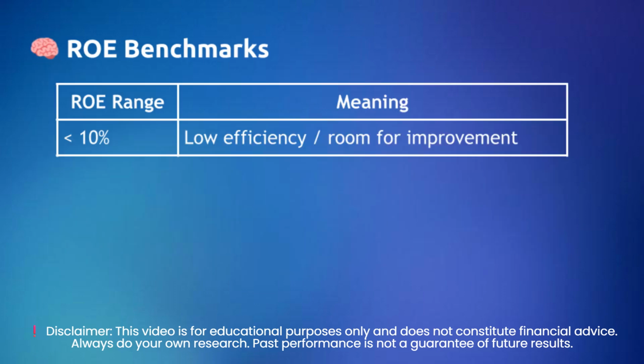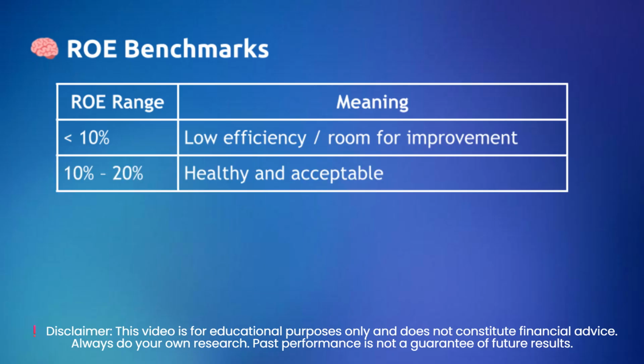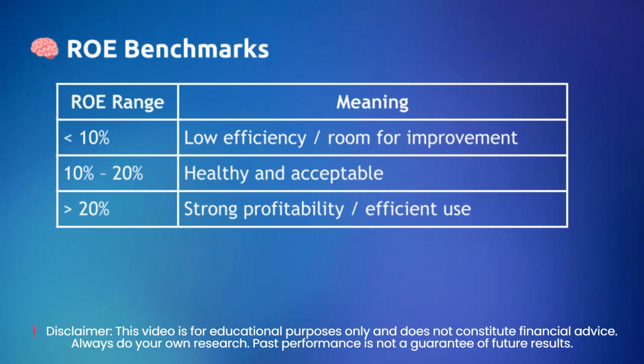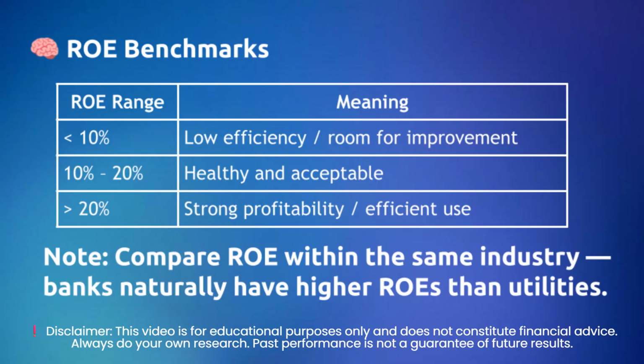ROE benchmarks. ROE range and meaning: less than 10%, low efficiency, room for improvement. 10% to 20%, healthy and acceptable. Greater than 20%, strong profitability, efficient use. Note, compare ROE within the same industry. Banks naturally have higher ROEs than utilities, for example.